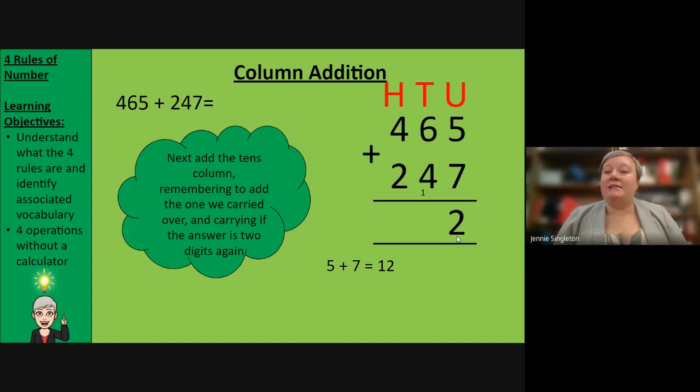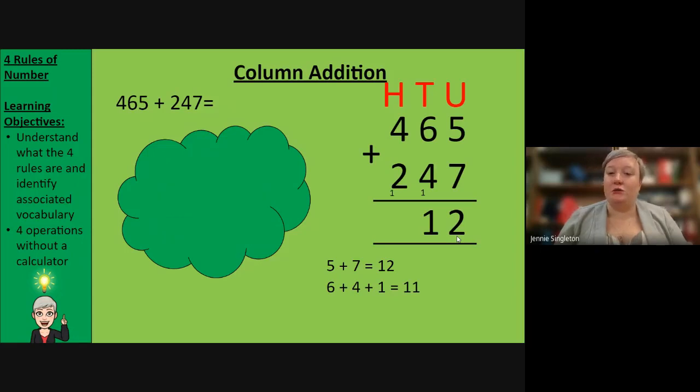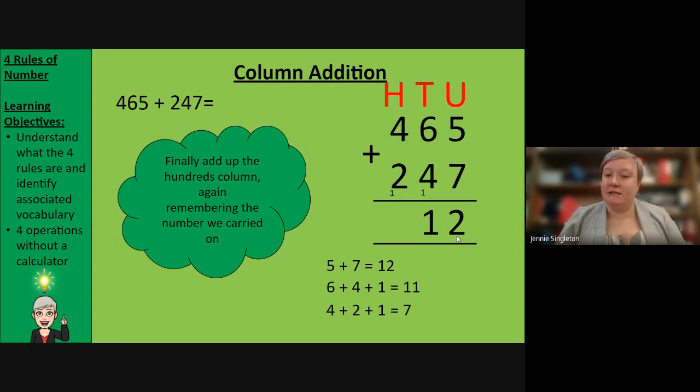Then we're going to add up our tens column, but we need to remember that 1 that we carried over from the units. So we've got 6 add 4 add 1. That gives us 11, which again is a 2-digit number. So we're going to put 1 in our tens column and carry the other 1 up to our hundreds. Finally, we're going to add up the hundreds column. So we've got 4 add 2 add 1. That gives us 7. That's only a 1-digit number, so we don't need to do any carrying.